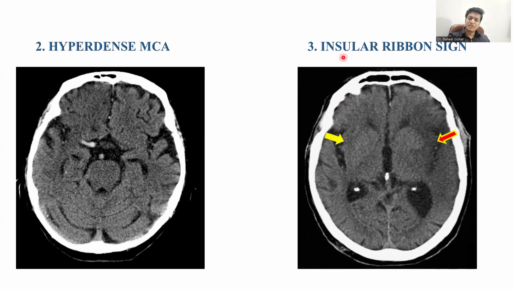Then there is a sign which is known as the insular ribbon sign. Now here you can see this is the Sylvian fissure, and inside the Sylvian fissure we already know we have one more cortex which is known as the insular cortex. So this insular cortex becomes ischemic, and this area becomes blacker as compared to the normal. As you can see here, this area appears blacker as compared to this one, and also the sulci and gyri here, the differentiation is lost. So this is known as the insular ribbon sign, which also represents acute infarct.